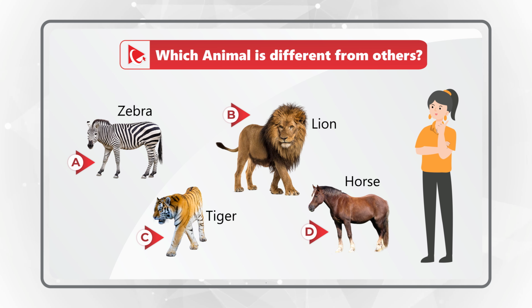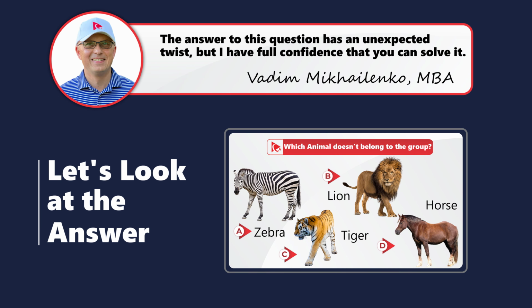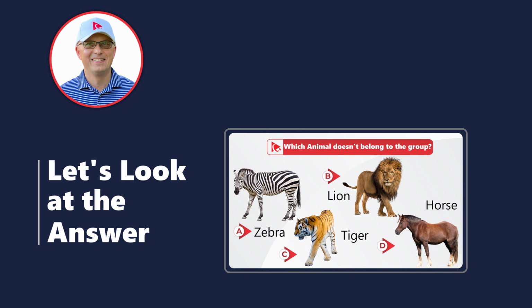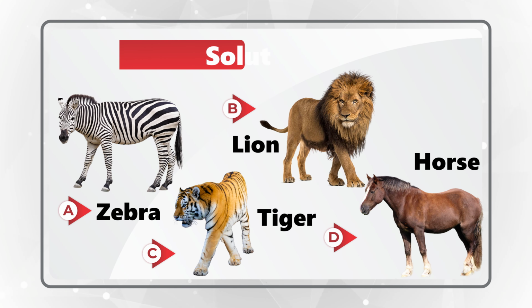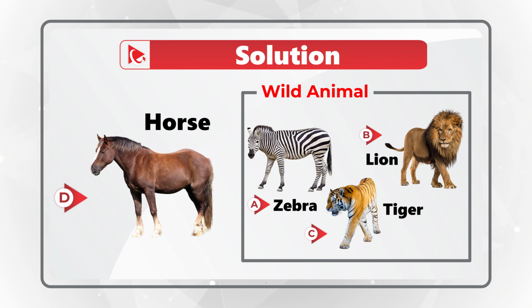I am moving forward to share with you the correct solution. And obviously, if you have a different thought process, please make sure to share in comments. As you might have figured out, the answer is choice D, horse. And the reason is that the zebra, tiger, and lion are all wild animals, and only the horse can be domesticated. And here is the twist and unexpected fact.